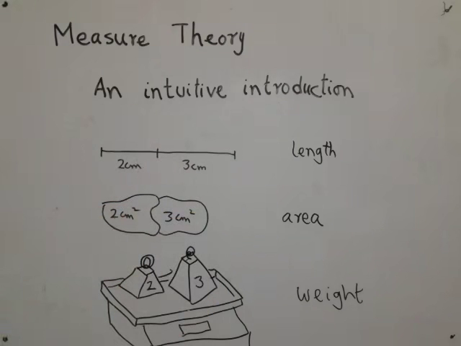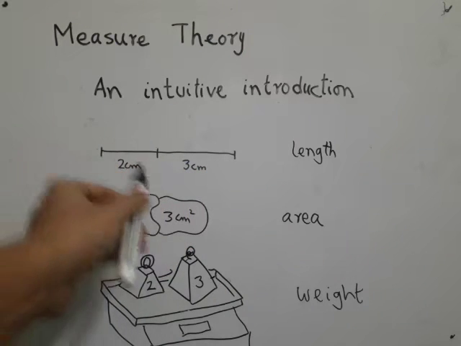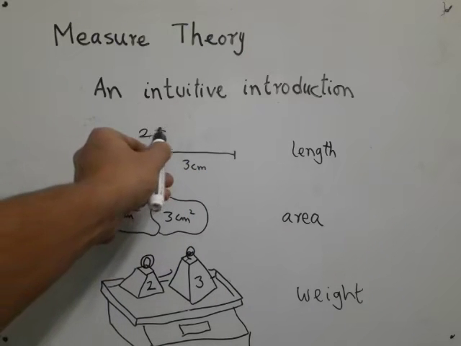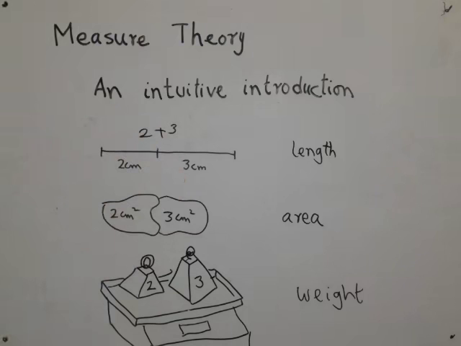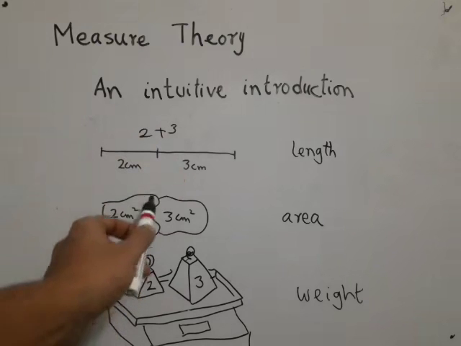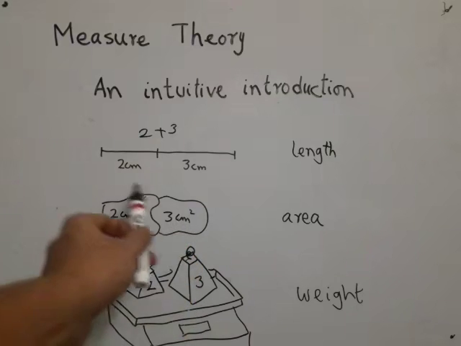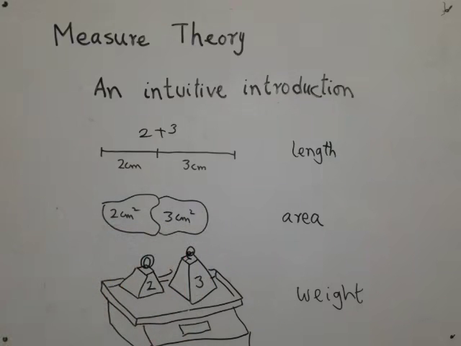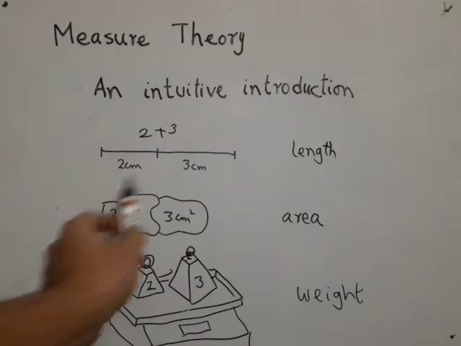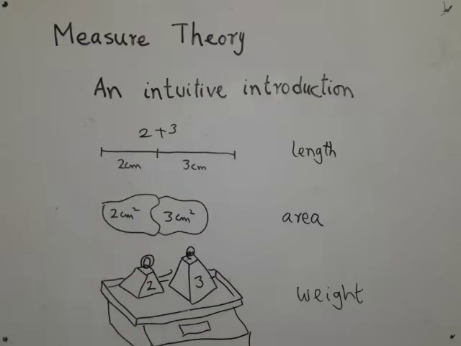My question is then what is going to be the total length, and the answer is 2 plus 3, 5 centimeters. Now I do the same thing with area. Here is an area 2 square centimeters and here is another 3 square centimeters. If I put them side by side like this without any overlap, then what will be the total area? The answer is again 2 plus 3, 5 square centimeters.